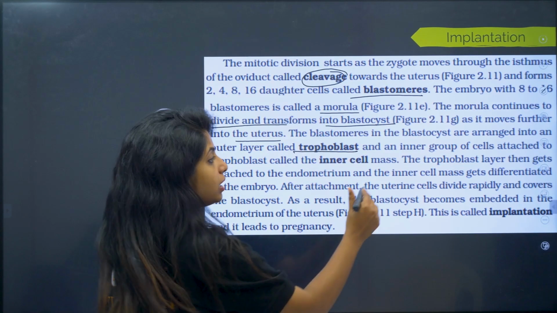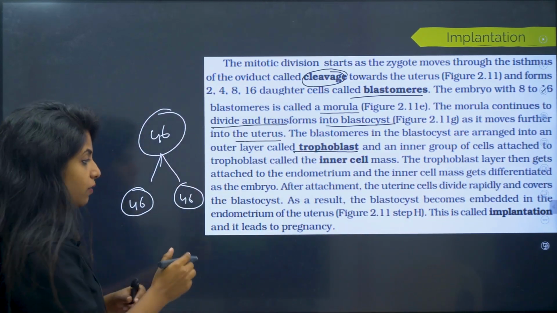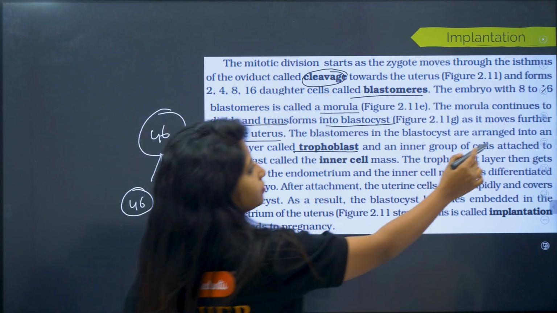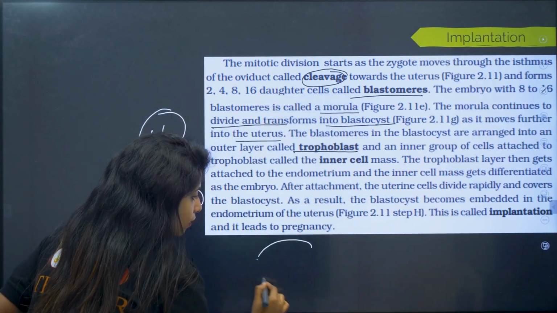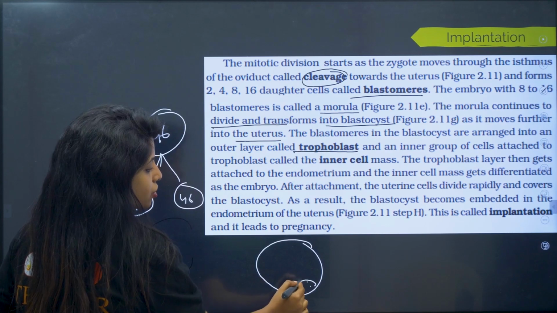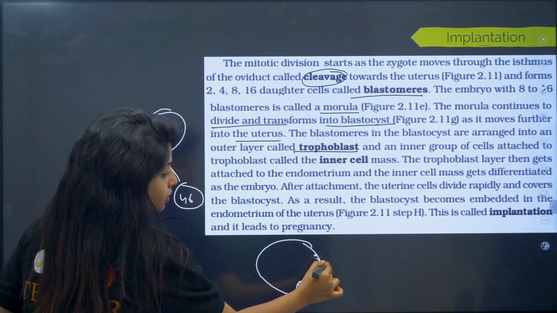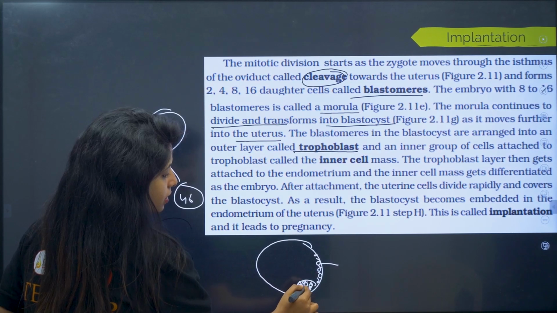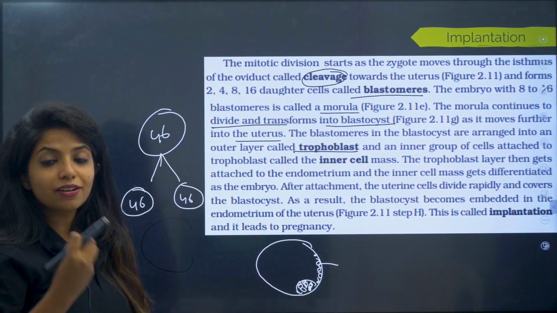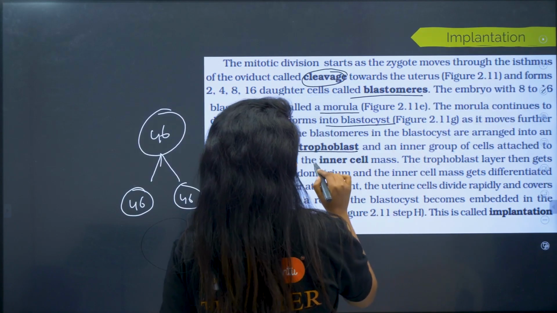And there is an inner group of cells attached to the trophoblast. So if this is the layer of cells, then there will be some cells over here which are attached to this particular layer. What do you call this layer? This is trophoblast, and this mass of cells you call the inner cell mass that you see over here. Don't worry, I have a picture of it.